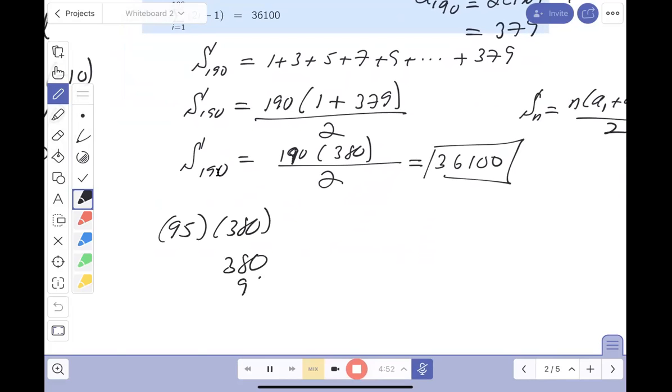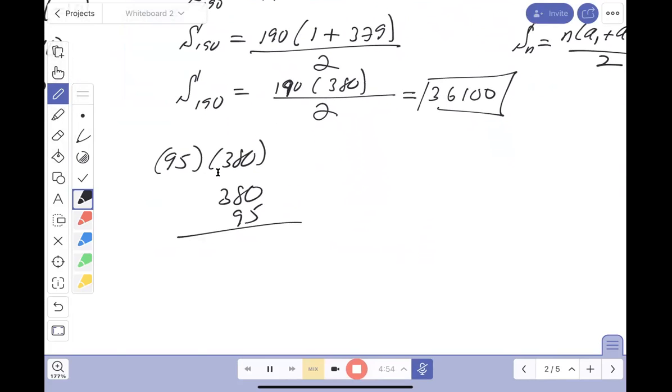380 times 95. 5 times 0, 0. 5 times 8 is 40. Really not that bad. 5 times 3 is 15, 19. Let's do the 9. 9 times 0, 0. 9 times 8 is 72. 9 times 3 is 27, 34. 0, 0, 11. Let's see, 4, 5, 6, 3, 6, 100.